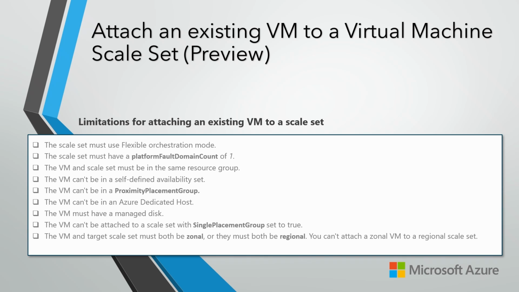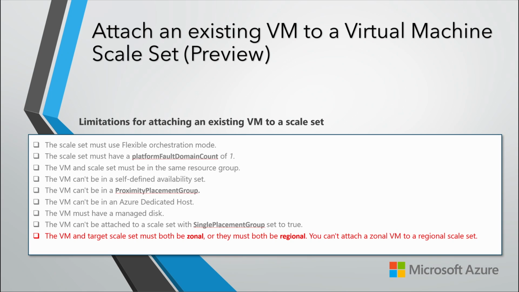Now let's dive into some limitations and prereqs for attaching a VM. So these are the prereqs and the limitations we have. I'm not going to read them out, but you can either pause the video or check the documentation. I will put a link in the description, but I would like to highlight one thing, the one in red, which is that the VM and the target scale set must both be zonal, or they must both be regional. You can't attach a zonal VM to a regional scale set.